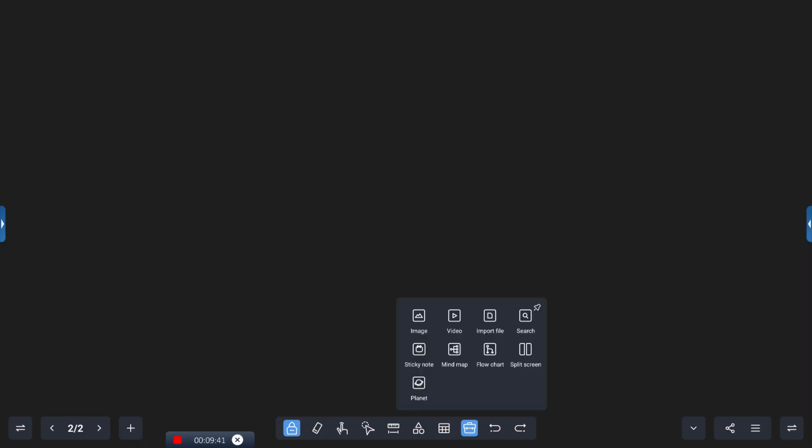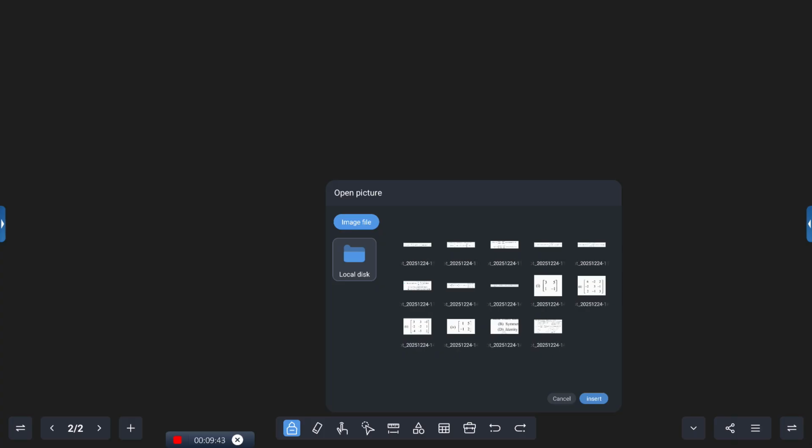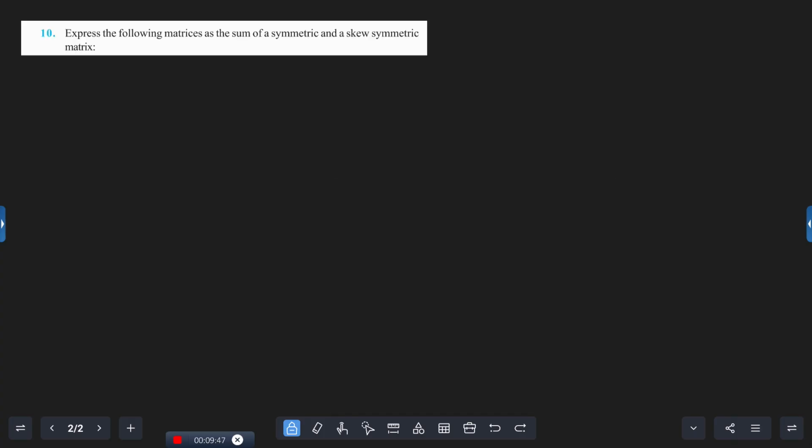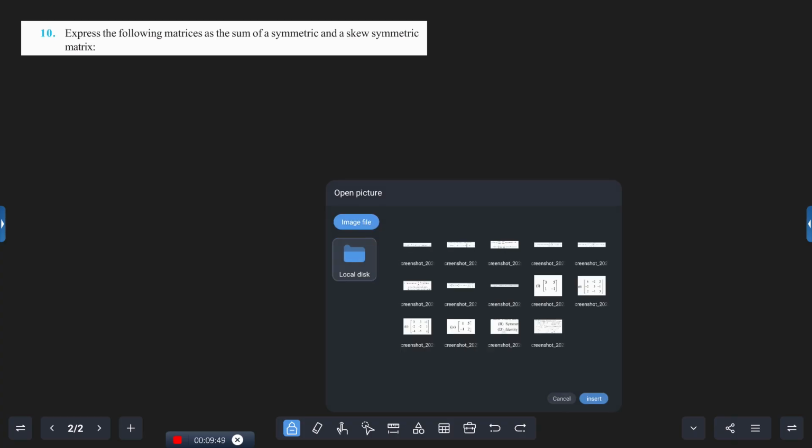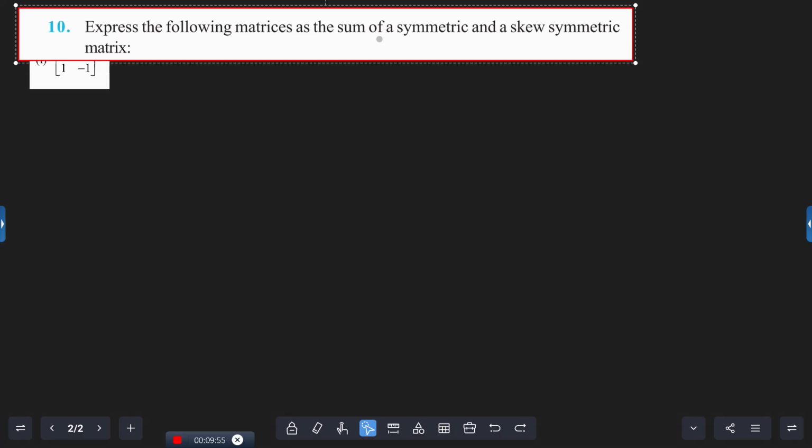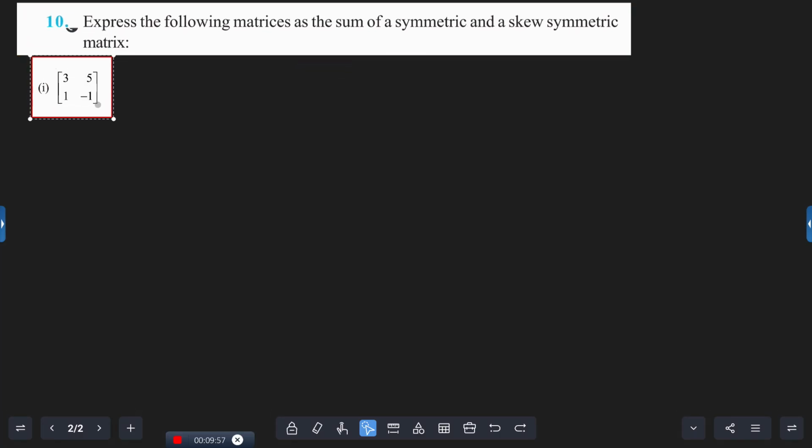Question number 10. My question number 10 has some subdivisions. What does question number 10 say? Let's see.